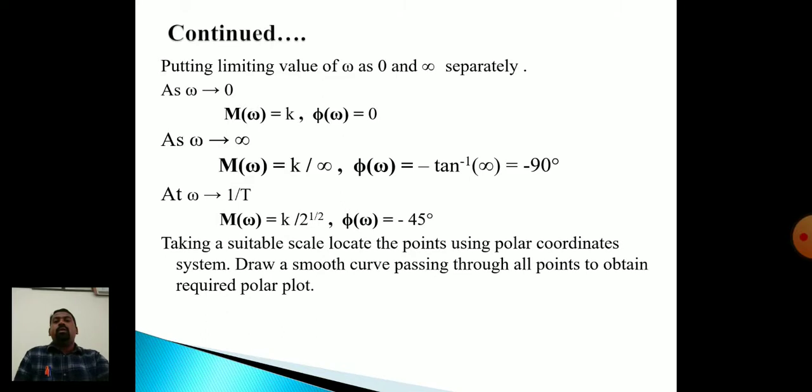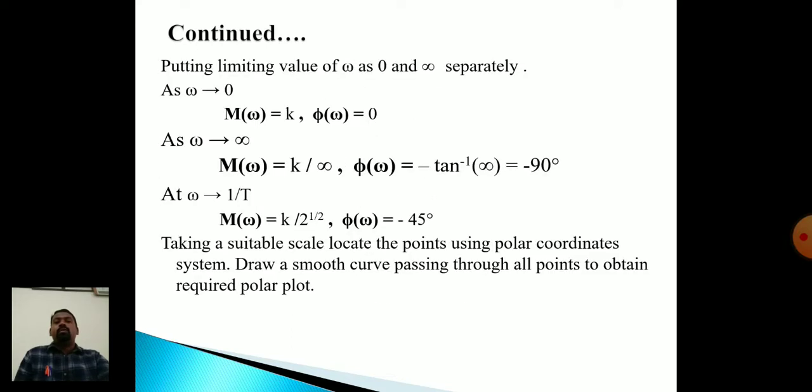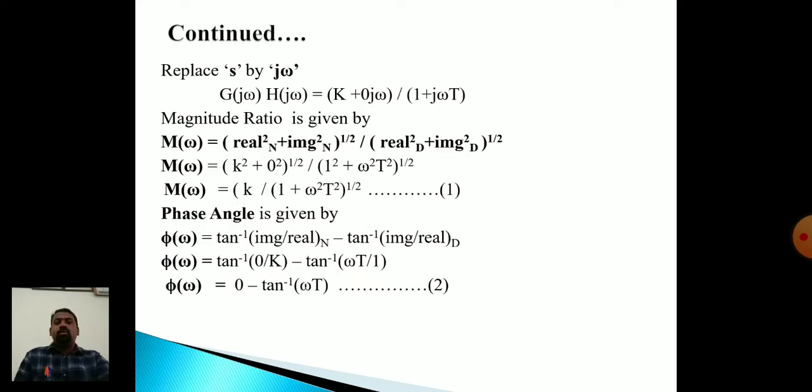So if we substitute ω equal to 1 by T, the magnitude ratio M(ω) in equation 1 is k by (1 plus ω equal to 1 by T, (1 by T) square into T square cancels), then 1 plus 1, that is 2, power 1 by 2 means root 2, that is k by root 2. We see here k by root 2. And what about φ(ω)? Here φ(ω) equal to minus 45. How? Let us see here, equation number 2, what is that?